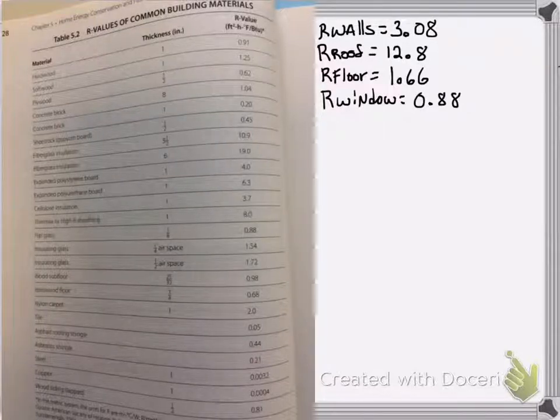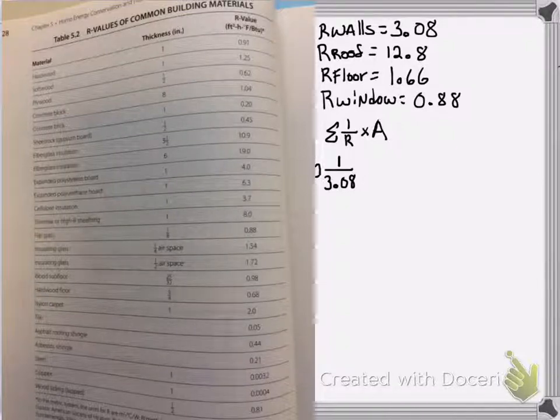Now comes the tricky part, and this is where I have to take into account the equation where I'm doing the sum of all my 1 over my R's times my area. So I'm summing up each piece, and I'm going to do them all separately because each one has a separate piece. So for the walls, I'm going to do my 1 over my R value of 3.08. But this is all going to be times the various areas. So for my walls, 2 of the walls are going to be 28 by 10, and 2 of the walls will be 40 by 10.